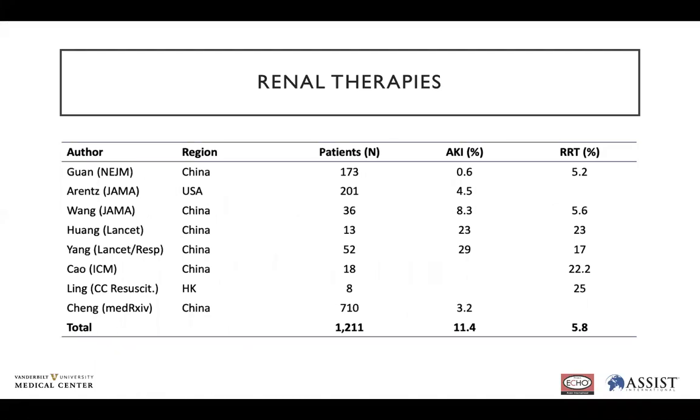This is a compilation of studies showing that throughout the world in patients with the coronavirus, a total of 1,200 patients. We know now that there's millions of cases, but specifically in these 1,200 patients studied in these different publications, 11% of them had acute kidney injury. 5% required renal replacement therapy. So this is something you're likely to see. Next slide, please.